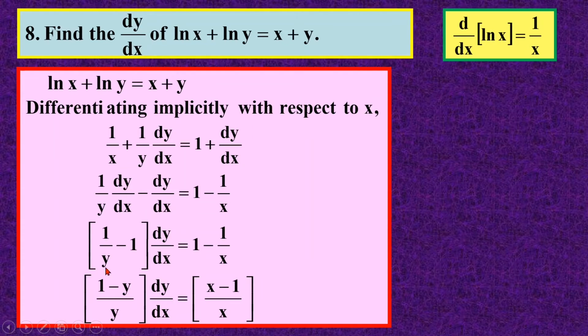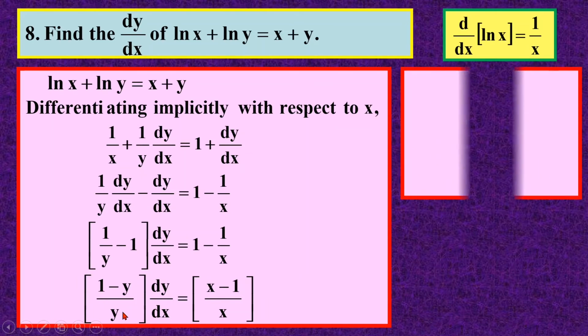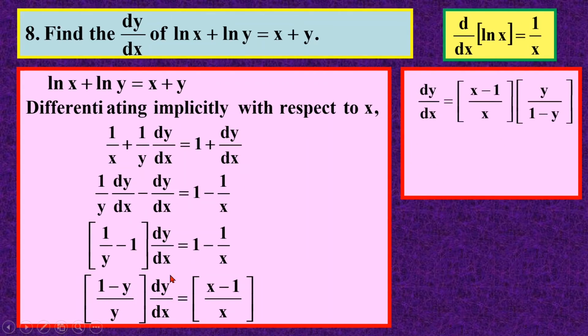Once that is done, I'm going to divide all this with 1 minus y over y. So left and right, I will just bring it over, and it will become y over 1 minus y. When this is done, the last thing that I need to do will be just put them together. And if there's nothing else I can simplify, that will be my answer.